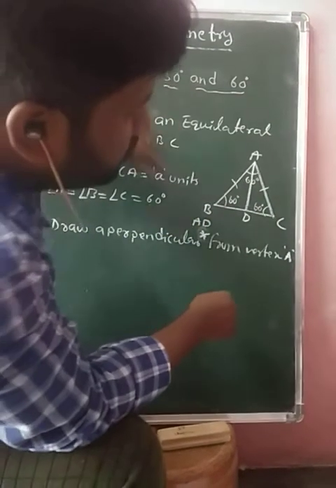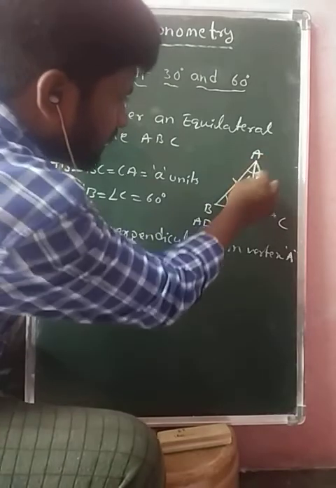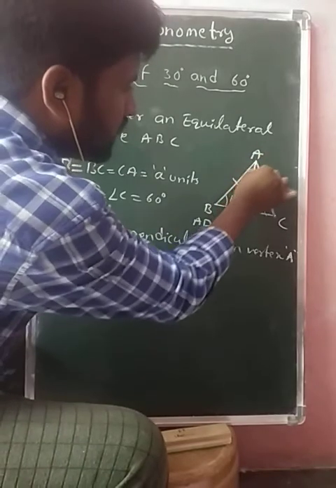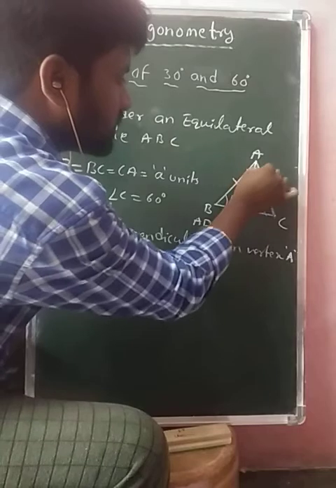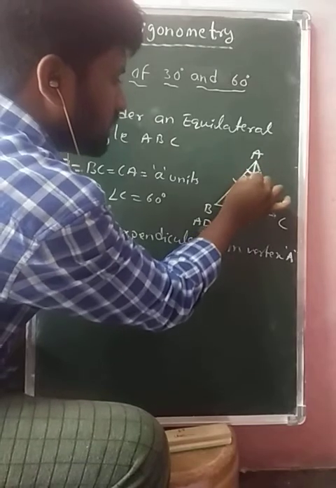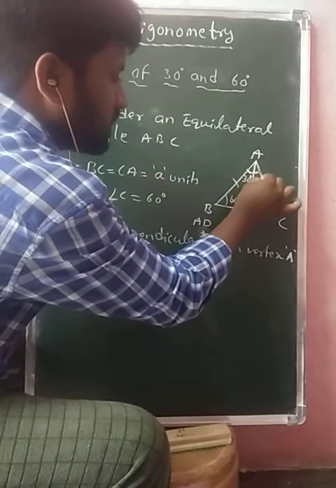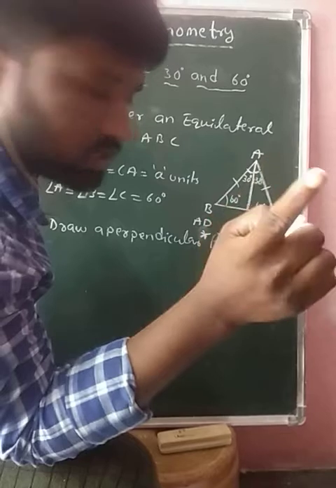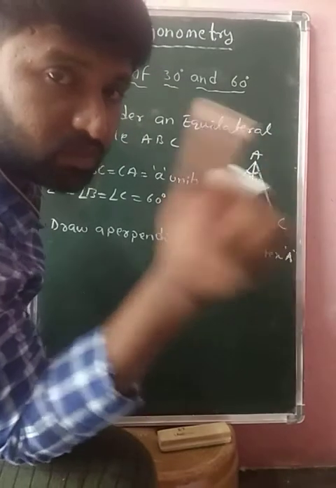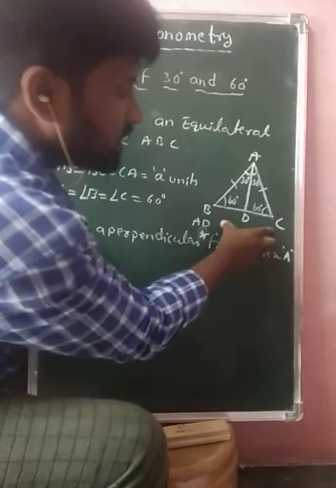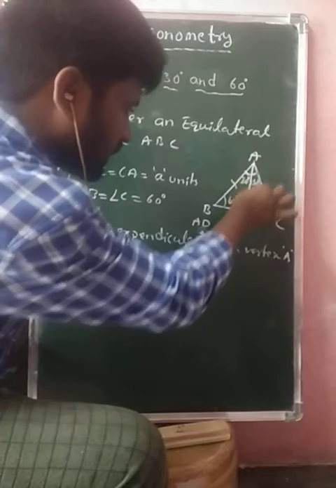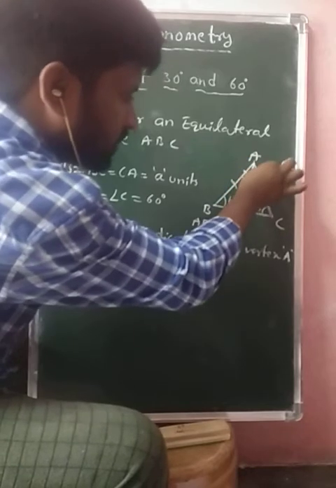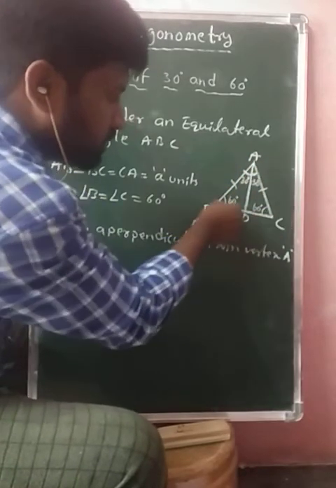Now everyone observe carefully. AD is the bisector of angle A. That means it divides angle A exactly into two equal parts. That means angle A, 60 degrees, becomes 30 degrees here, and as well as it bisects the side BC also. The perpendicular AD bisects angle A, and as well as it bisects side BC.